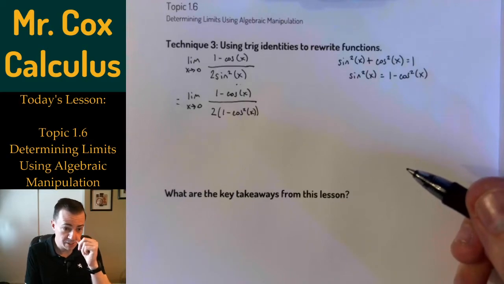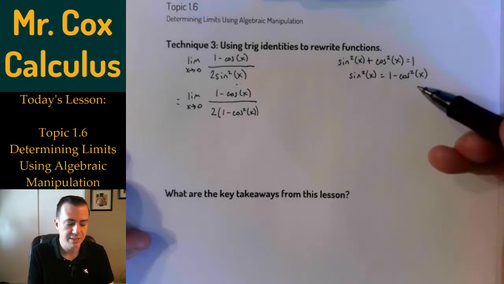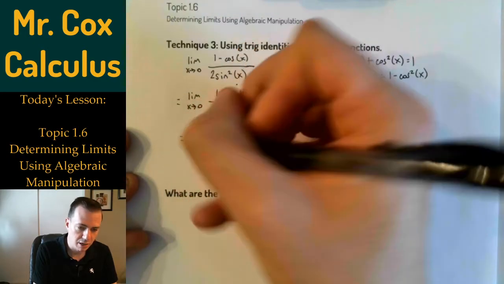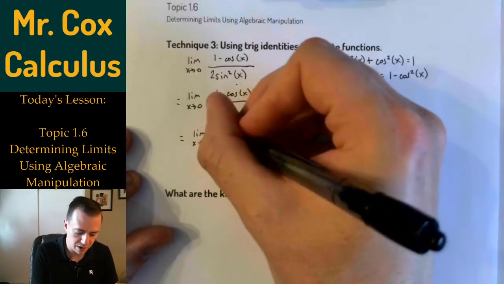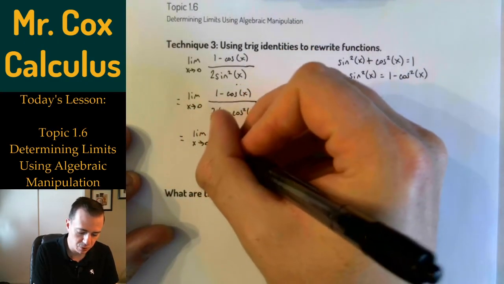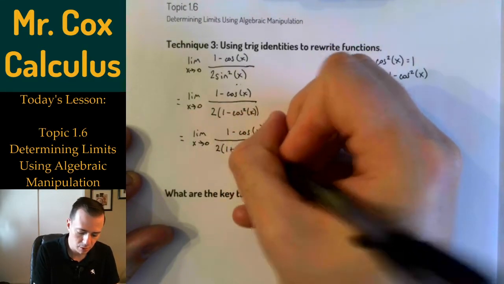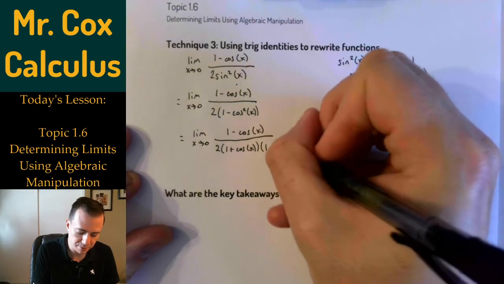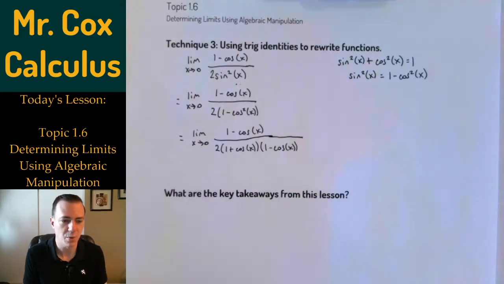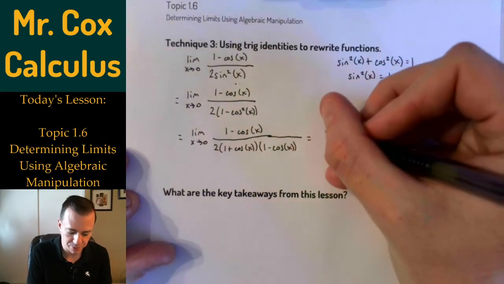Well, the reason why that particular identity is helpful for us is because 1 minus cosine squared of x is actually going to be the difference of squares, 1 and cosine of x. So I can rewrite that, still with my 2, as 1 plus cosine of x and 1 minus the cosine of x. It's a very odd looking difference of squares, but it works, and it's going to accomplish this same idea. We're going to be able to divide out a common factor.